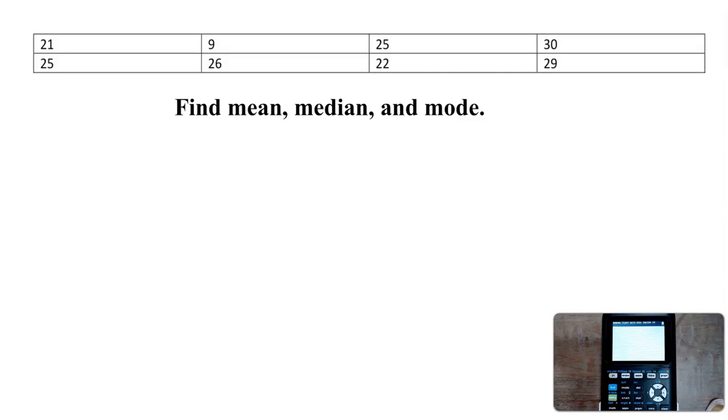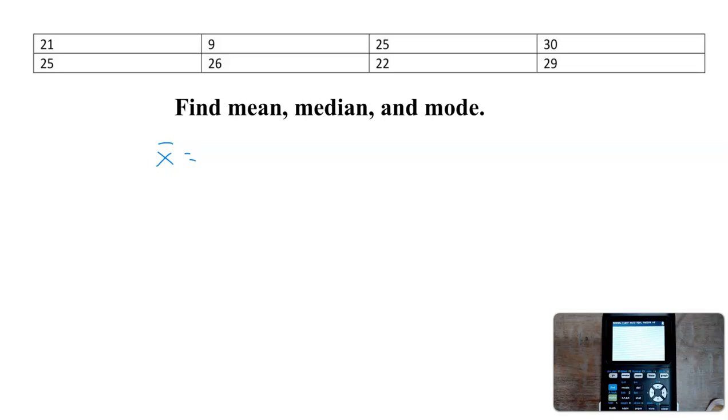In this video, I'm going to show you how to find the mean, median, and mode using the TI-84. So we have a set of data: 21, 25, 9, 26, 25, 22, 30, and 29, and we want to find the mean, the median, and the mode. I'm just going to call this a sample, so I'll use X bar.